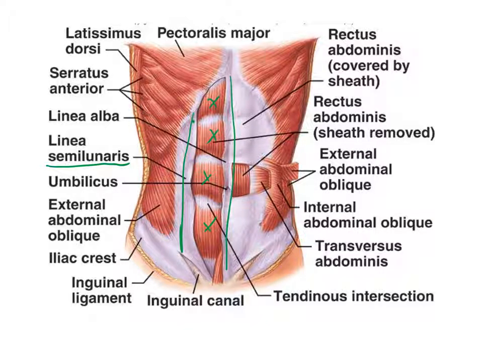The linea semilunaris marks the point of transition between the rectus sheath and the aponeuroses of the flank muscles. It is a line of fusion along the lateral border of the rectus abdominis muscles.